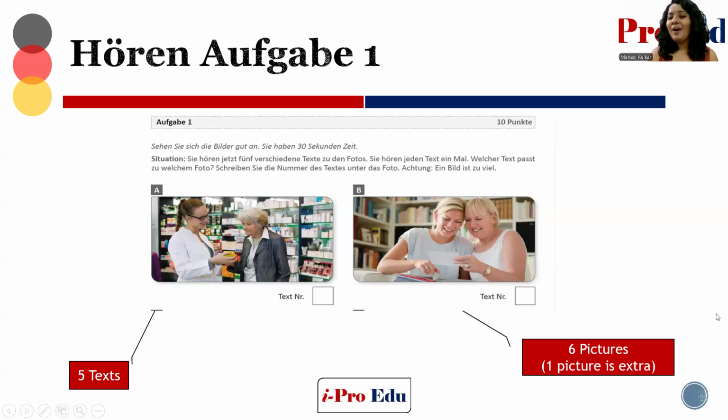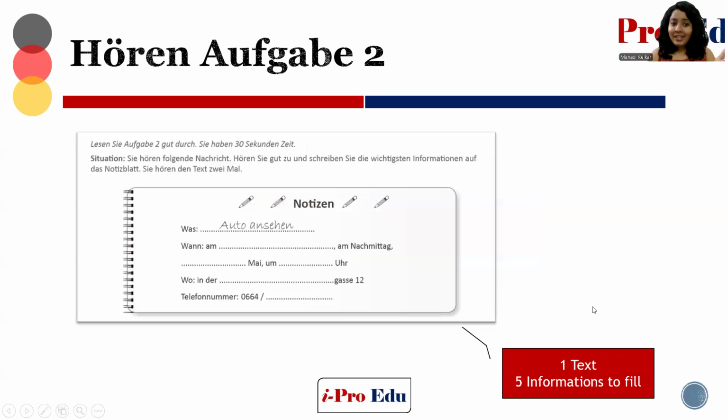Okay. Let's go on to Hören Aufgabe 2. Hören Aufgabe 2 here, if you can see, it's a small form that you have to fill up. You're going to hear a message or a small text. You're going to hear the text zweimal or else twice. And there are 5 informations to be filled. So you hear the text, and then you fill up these 5 informations. It's 1 text which you will hear twice.